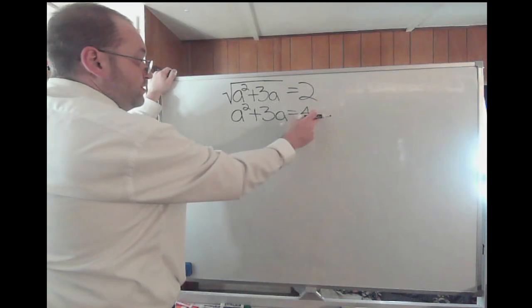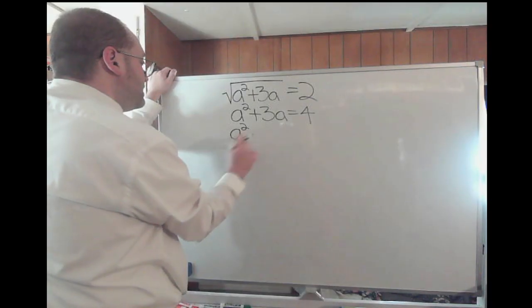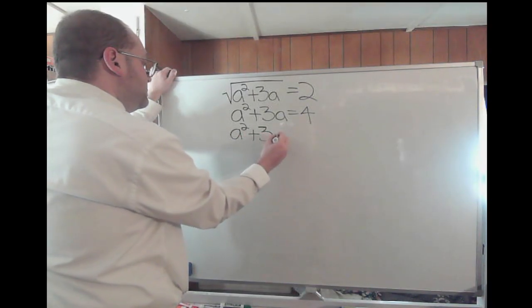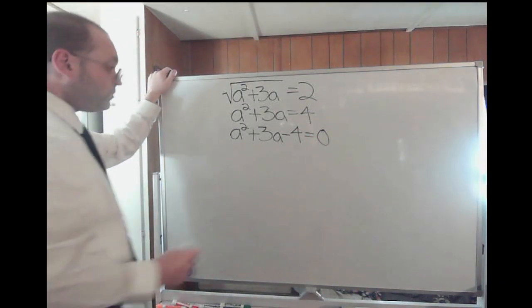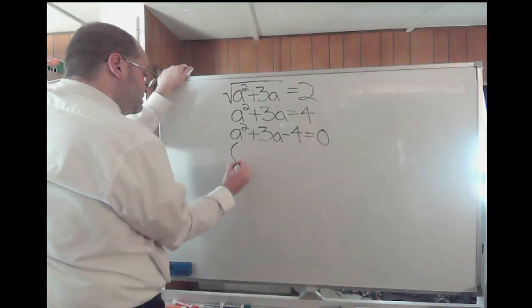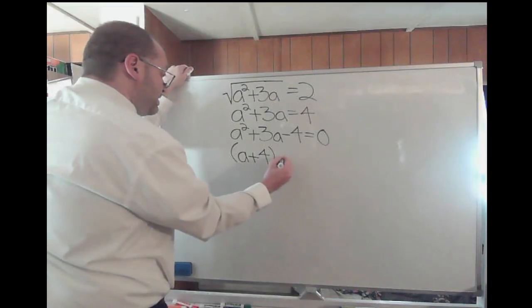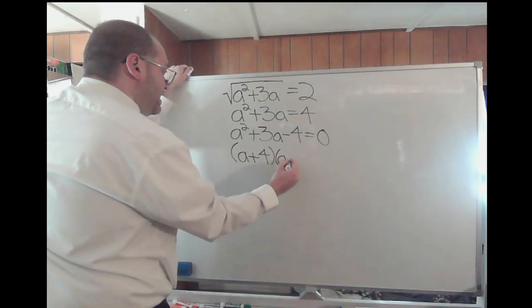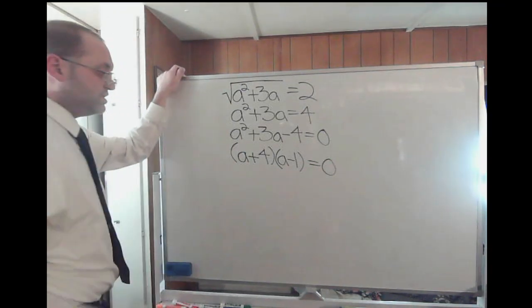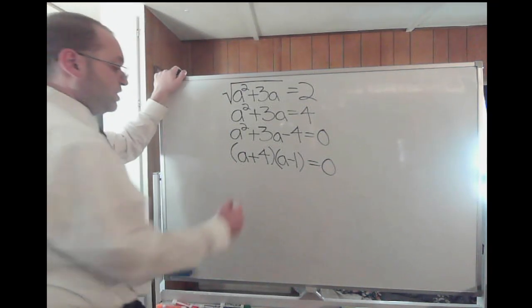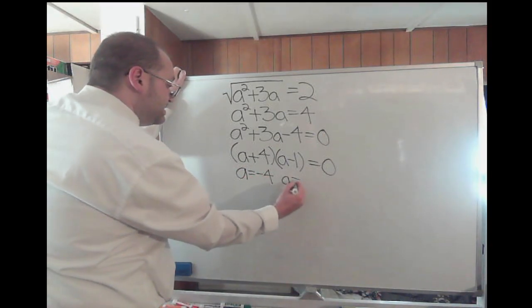You need to subtract 4 from both sides to get 0 on the right. If you do that, you get a squared plus 3a minus 4 is equal to 0. Well, let's go ahead and factor this. You would end up getting a plus 4 times the quantity of a minus 1. So you have a plus 4 times a minus 1 equal to 0, which then we just solve for these. a would equal negative 4, and then a would equal positive 1.